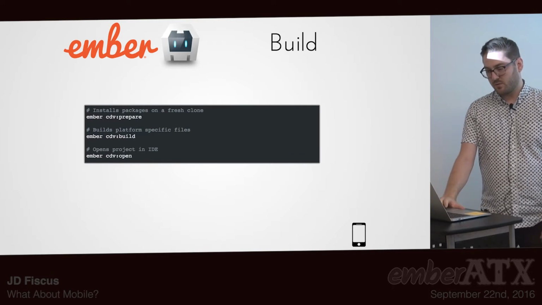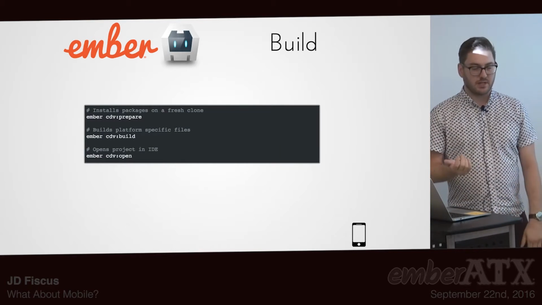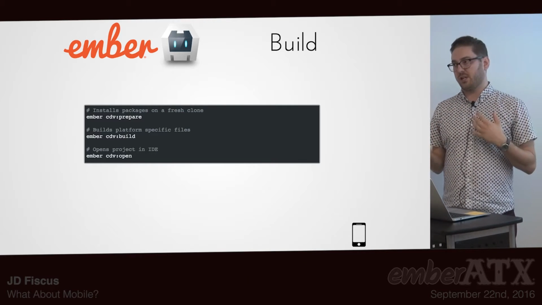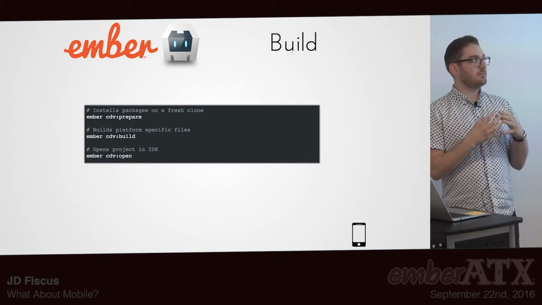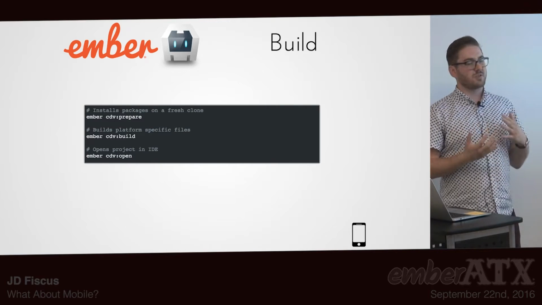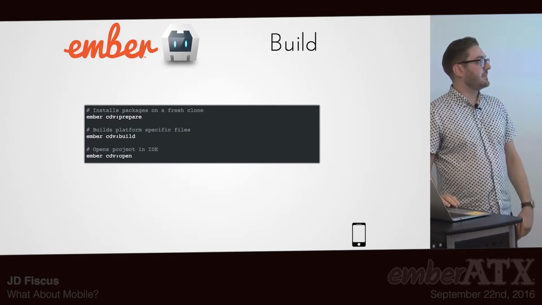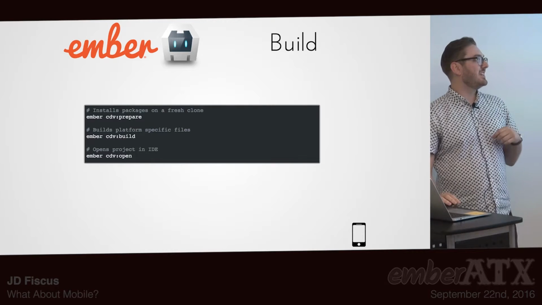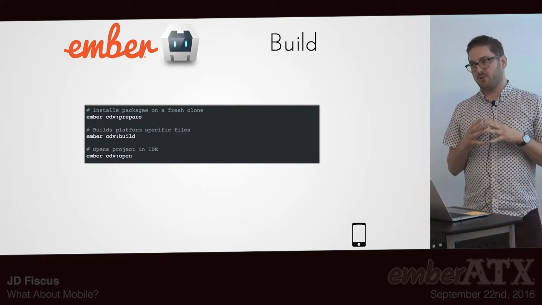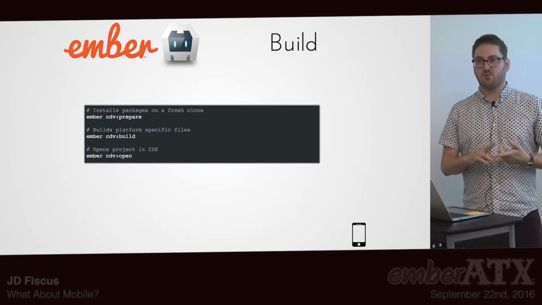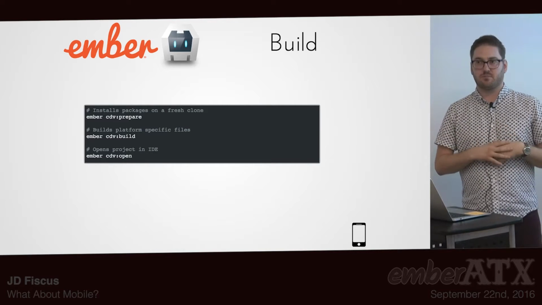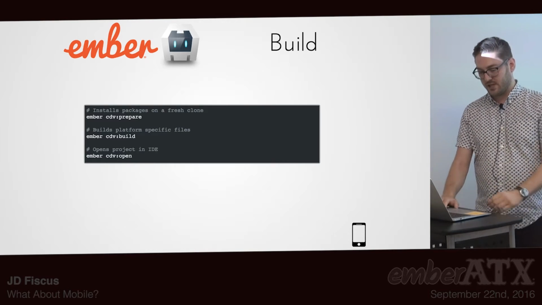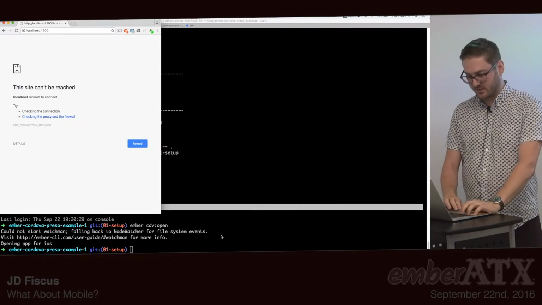All right, so we're going to go ahead and do our build. Ember prepare is essentially like installing all your packages and all your plugins. If anything changes in that module, you're going to want to run this. It's almost like a cleanup, I guess. Then ember cdv build is going to compile everything for your platforms. You can specify if you want iOS or Android or just do all of them. And then open is actually your IDE. So we'll go ahead and test this out.